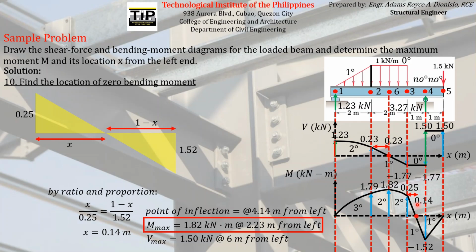inflection, that is the point where the elastic curve, which is the actual deflection of the beam, changes its bending from being concave upward, for example, to being concave downward. So later on in your subject structural theory, you will learn more about that on the topic of deflection. So there you go. That is how you draw the shear and moment diagram using this simple technique or simple procedures.